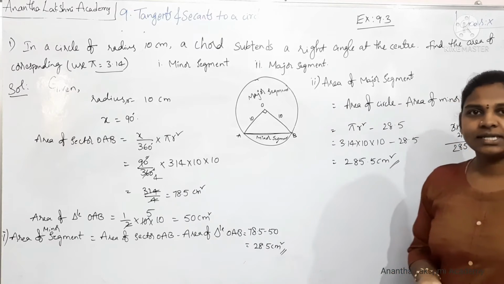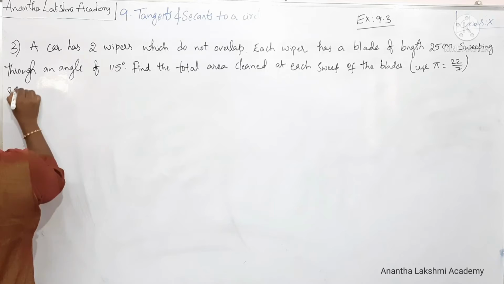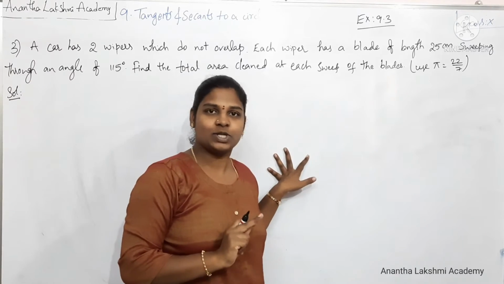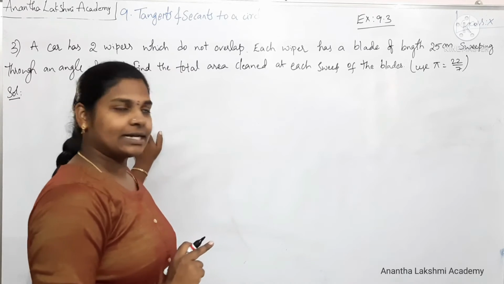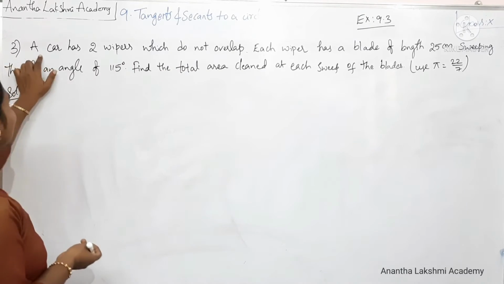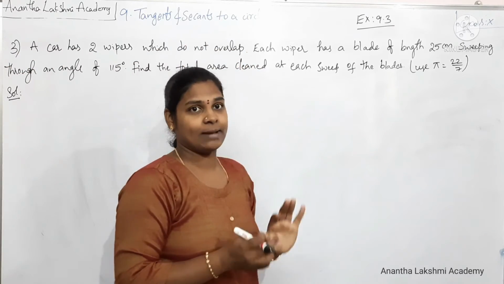Alright, so let's look at the next problem. So here we have the third problem. The second problem is exactly similar to the first problem, so I am not solving that for you. I have jumped into the third one. So here it is given that a car has two wipers which do not overlap.